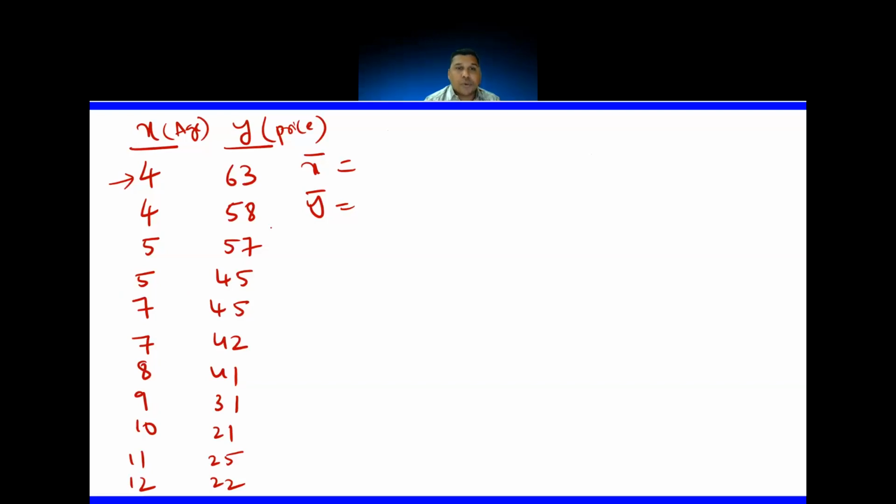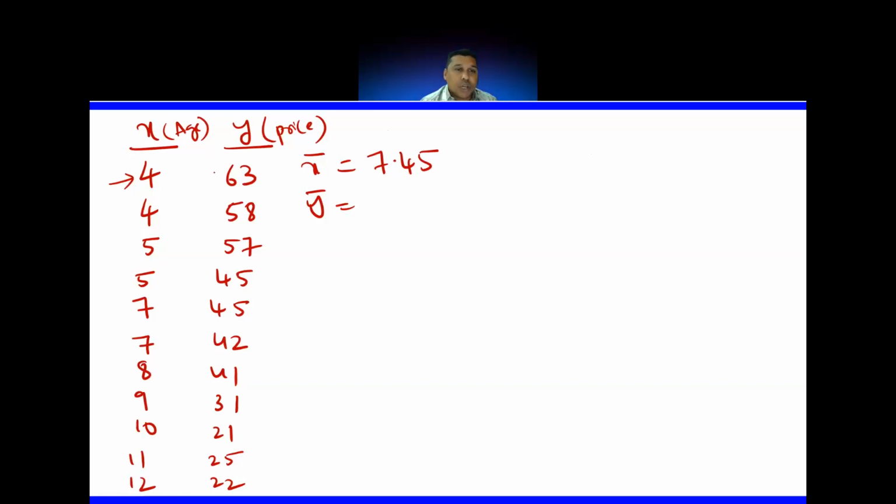So it's around 7.45. 7.45 is your x bar. Similarly, you try to calculate the value of y bar. Please use a calculator and tell me what the value of this y bar is, the mean of this price. You can observe that when the age is increasing, the price is automatically decreasing.